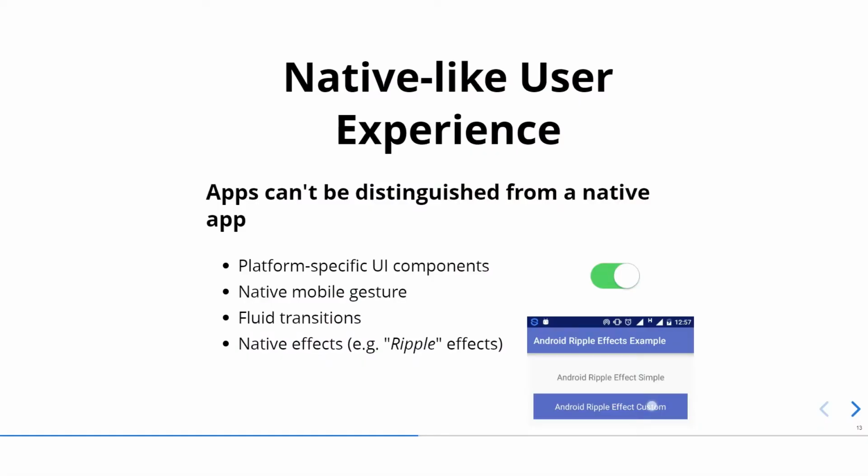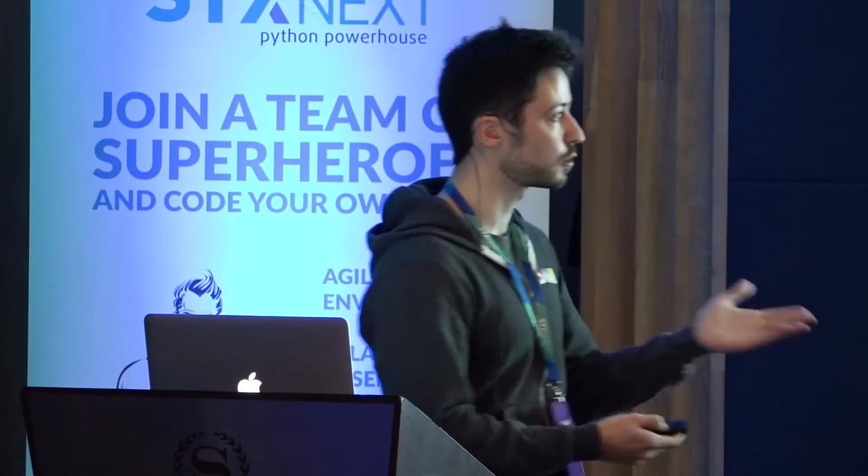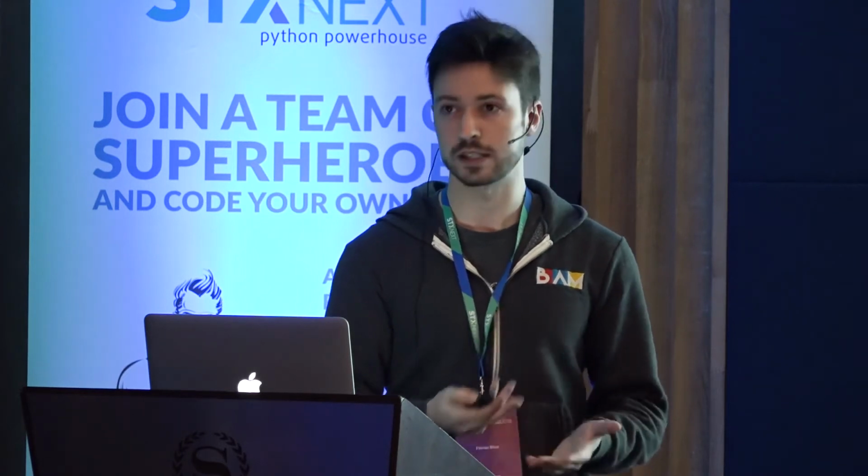The second point is that with React Native, we have a native-like user experience. When we were working with Cordova, we had a lot of people telling us, okay, the application looks good, but still transitions are not so fluid, and it does not feel like a real application, which is quite bad for a mobile dev shop. So with React Native, we have platform-specific UI components. Everything that is on screen is coming from the SDK of the system, so you can't tell the difference.